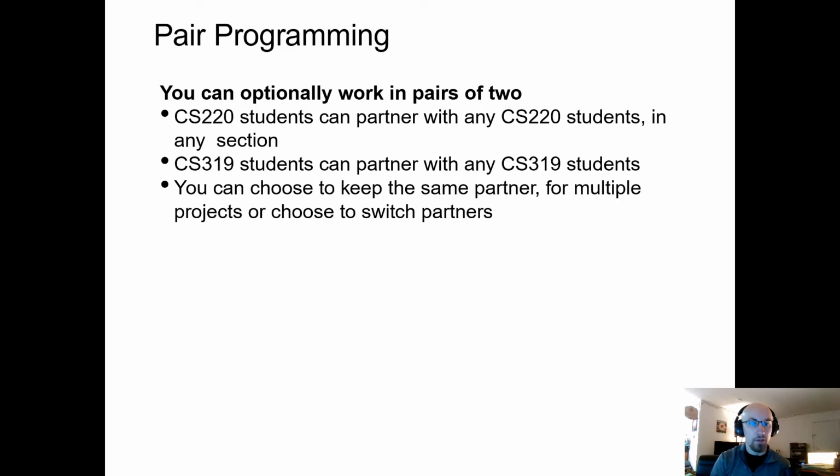In addition, you can choose to partner with someone. I think I had mentioned this earlier on. So as a CS220 student, you can partner with another CS220 student in another section. You can switch out after projects if you choose. The important part is if you choose someone, you can only work with that person for the lab. You can't work with someone else for the lab. You have to work with your project partner for the lab or work by yourself.